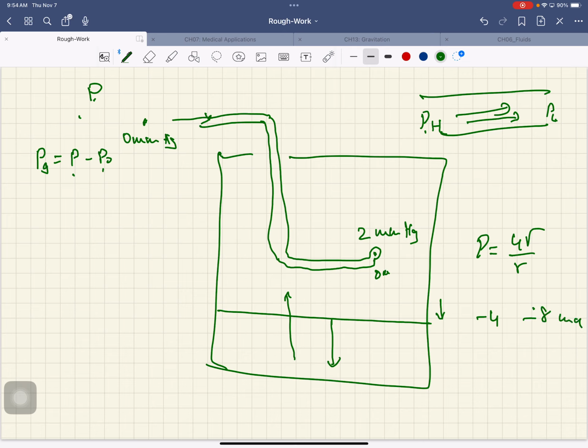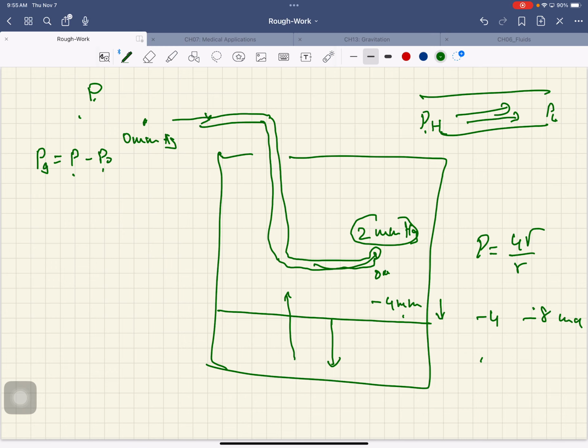All right. So for the emphysema patient, even when you're trying to breathe out, you brought your diaphragm up. This has become -4 millimeters. -4 plus 2 is -2. You can't breathe out. Okay, so because your alveoli got bigger, that pressure decreased to that, and you have trouble breathing out.